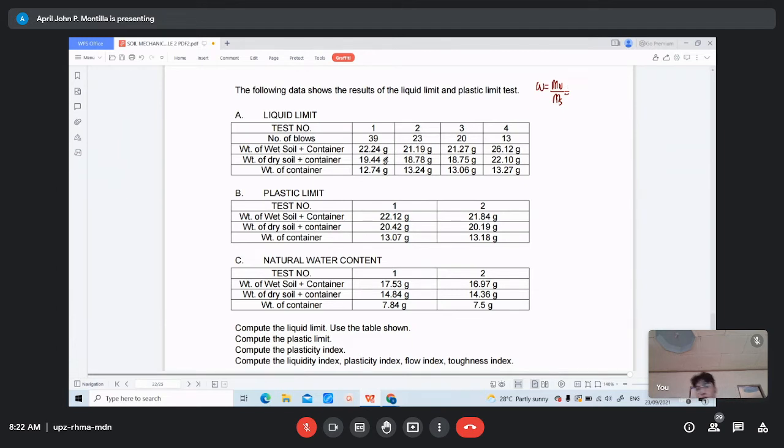Ay, naka-grams tayo. So, naka-mass parameters yan. Mass ng wet soil plus container minus mass ng dry soil plus container, over mass ng solid, that is mass ng dry soil plus container minus the mass of container. So, yan yung lang equation natin, no? So, you can now compute the water content in each trial. Okay, kindly compute using this equation. Or liquid limit test muna.